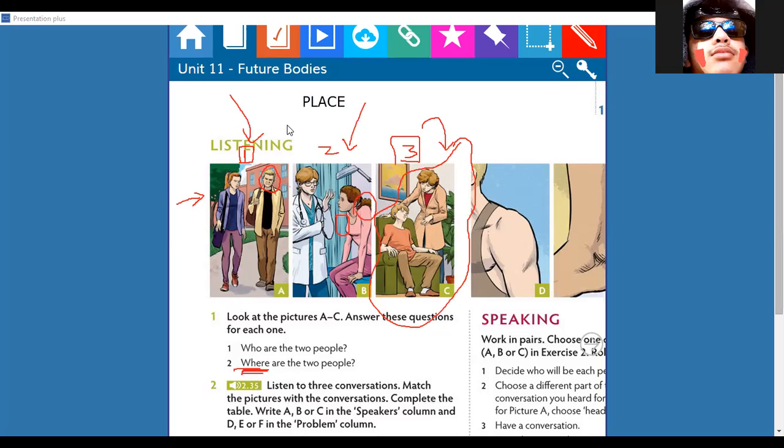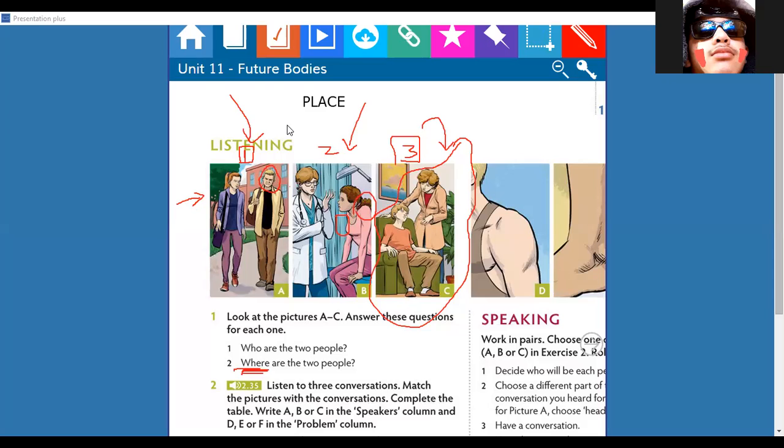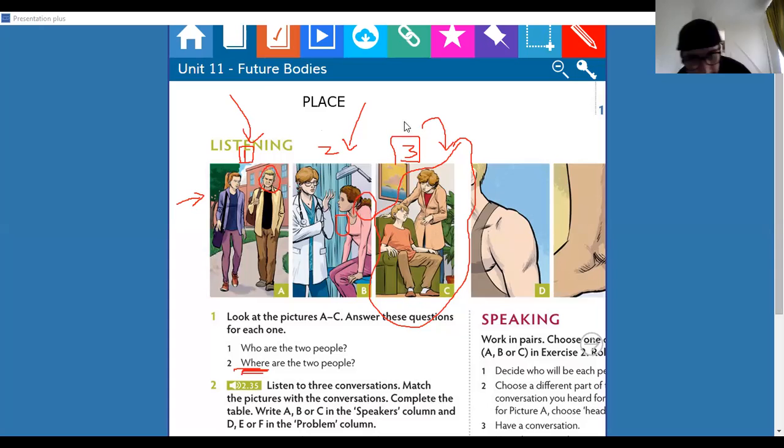Te está preguntando en qué lugar podrían estar. Yes, what place? En qué lugar podrían estar. Where do you think they are? A school, university, supermarkets, a stadium, in the street, at the park, at the house? Where?